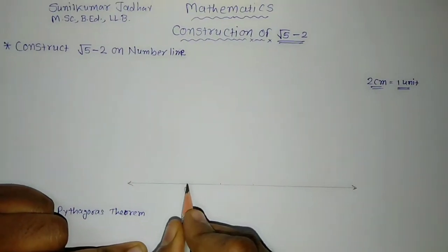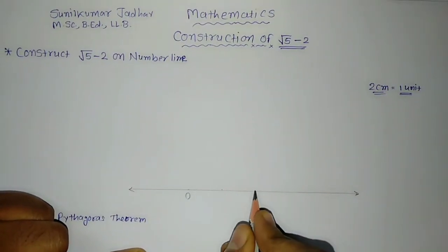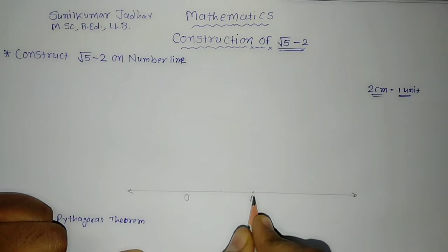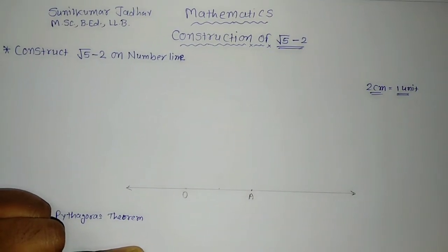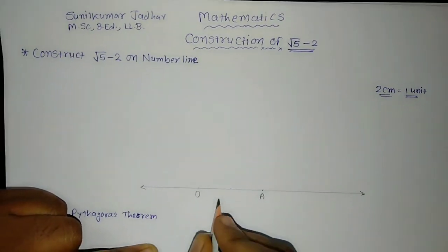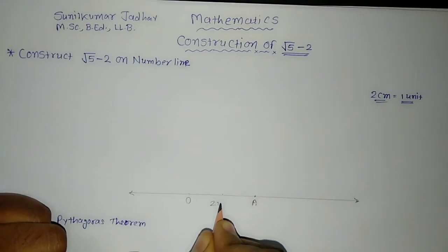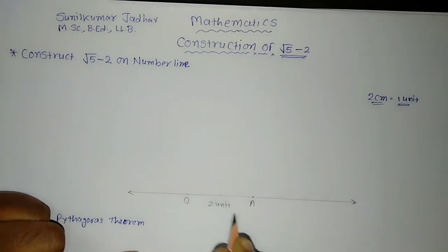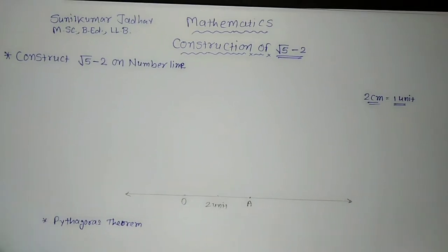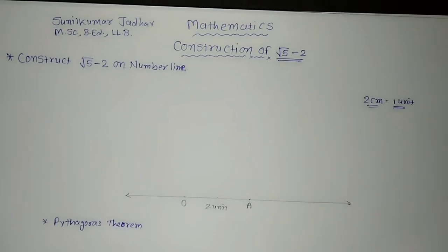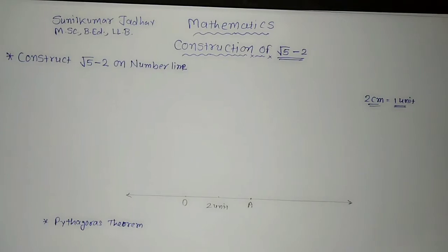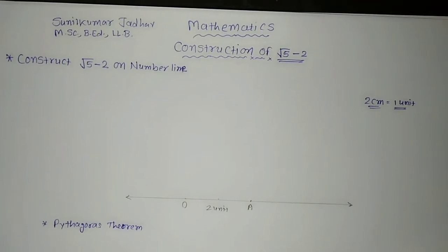So this point O, and I'll give the name of this point. Let me give it point A. So how much unit is this? This is 1 and 1, 2. So that I can write. This is 2 unit. This measure I have taken as 2 unit. Now as per the Pythagoras theorem, we need to construct the right angle triangle.